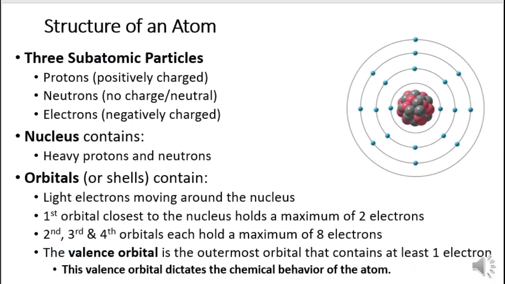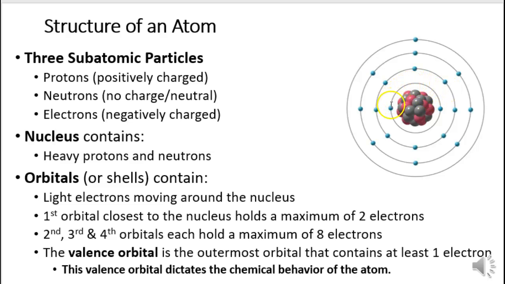So let's review the structure of a single neutral atom, an atom without a charge. There are three subatomic particles: protons, neutrons, and electrons. In the nucleus, there are protons and neutrons, and then the electrons orbit the nucleus. They float around the nucleus a certain distance away. So the nucleus is central, and these different levels where electrons are located are called orbitals.